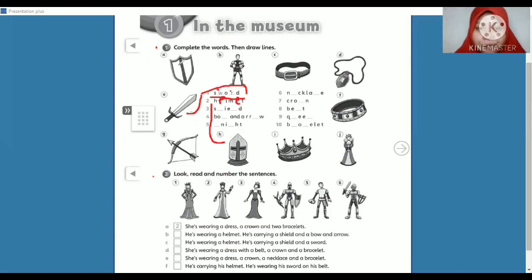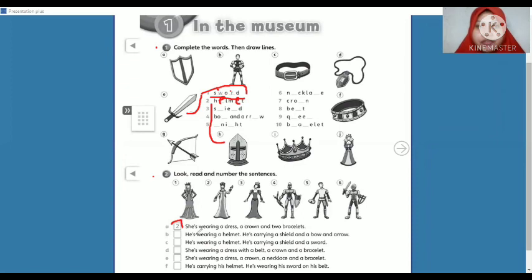Let's see number two. Okay, number two, here is the instruction: look, read and number the sentences. So you see there are six pictures here. You should read and number the sentences. So this is some instruction or some explanation of the picture. For example, this is number two. The answer here for A is number two.